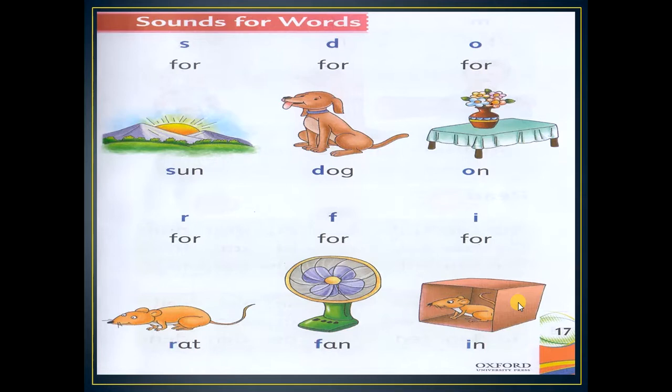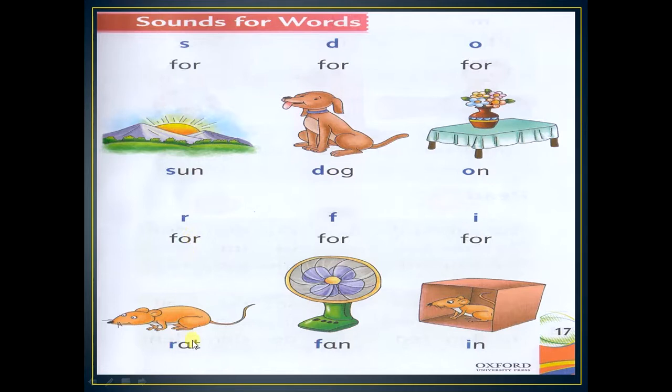Now there are sounds with words on page number 17. Let's start. S for sun, S for sun, D for dog, D for dog, O for on, O for on.